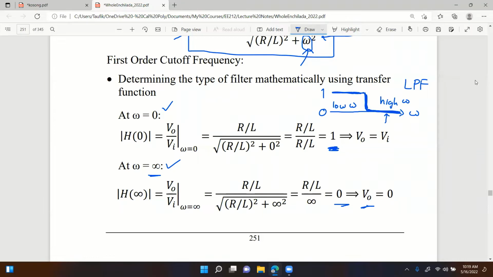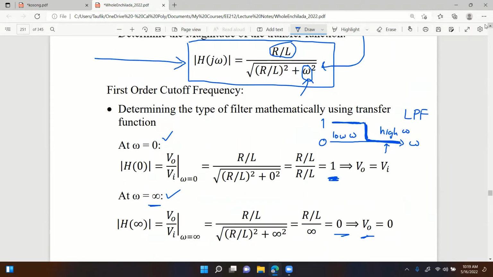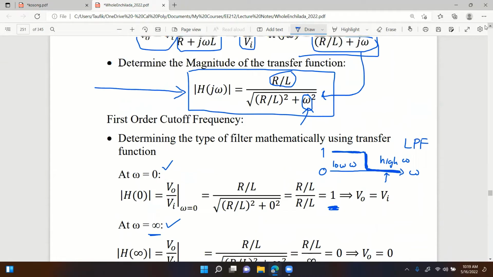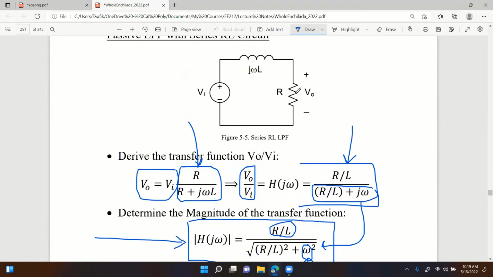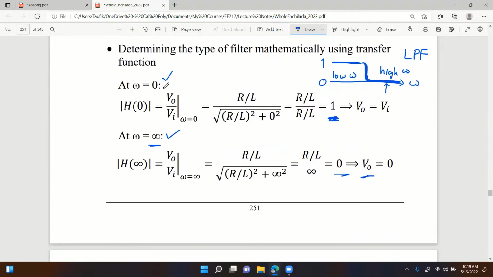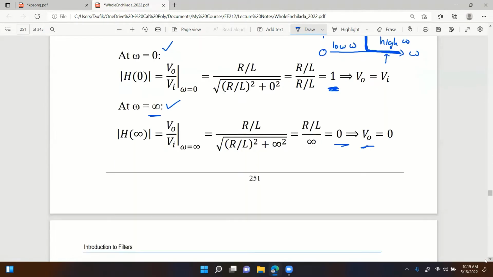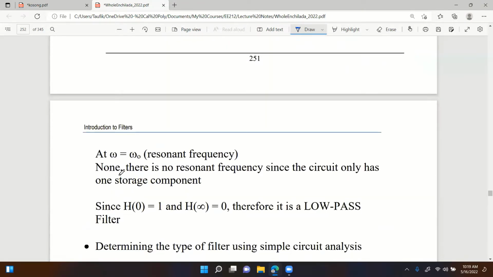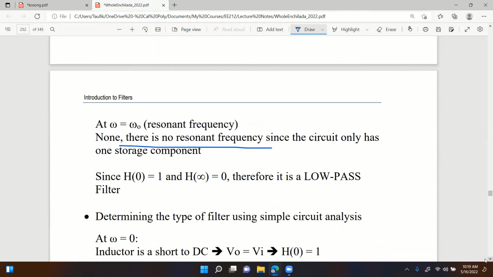That's one way to determine the type of filter from a circuit. Again, derive the transfer function, and from the transfer function, derive the gain. Once you find the gain of the transfer function, you test it at two different frequencies, if there's only one cutoff frequency: omega equals 0 and omega equals infinity. For this circuit, there is no resonant frequency, because there's only one storage component. Any questions?